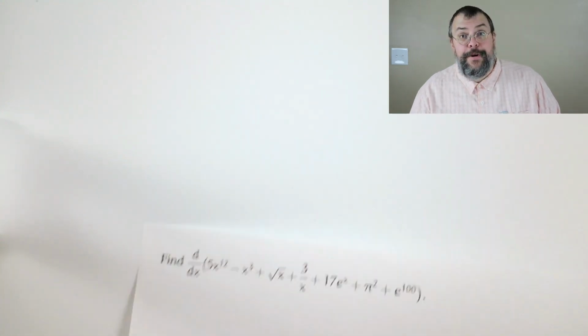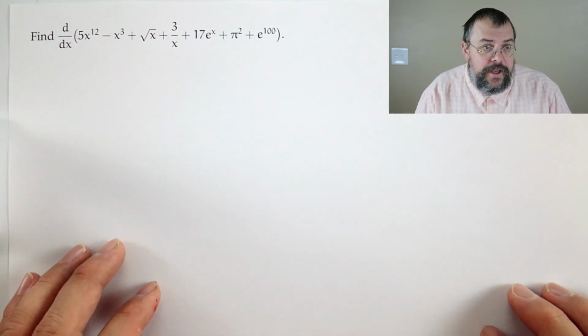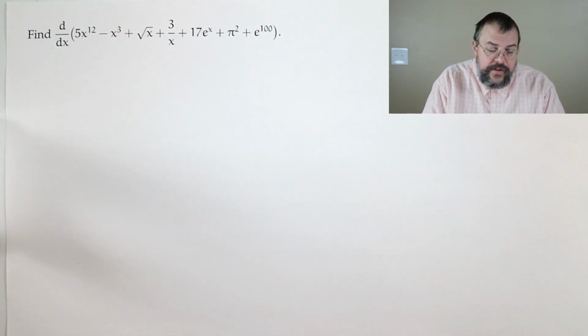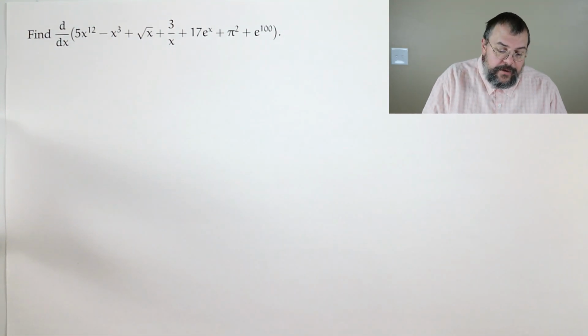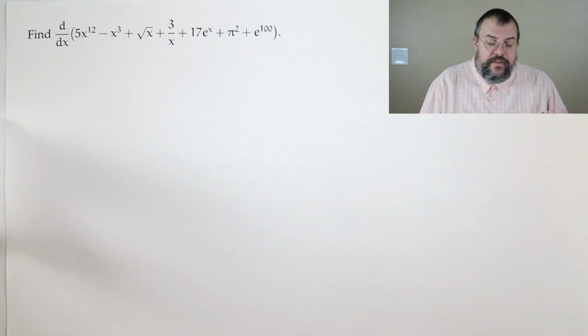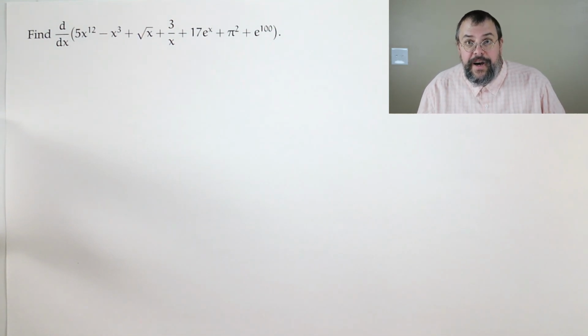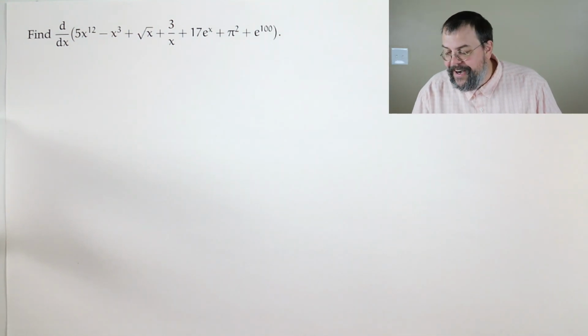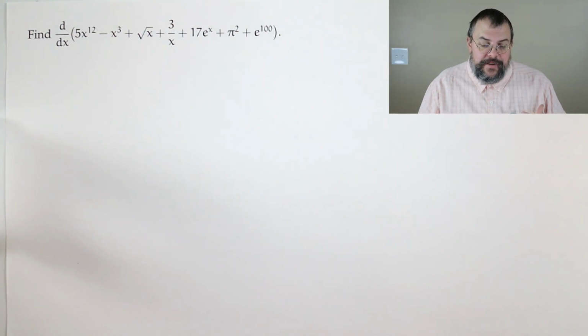All right. Our next problem. Okay, good. Find the derivative of 5x to the 12th minus x cubed plus square root of x plus 3 over x plus 17 e to the x plus pi squared plus e to the 100. All right. Now, let's work through this and let's make some notes.